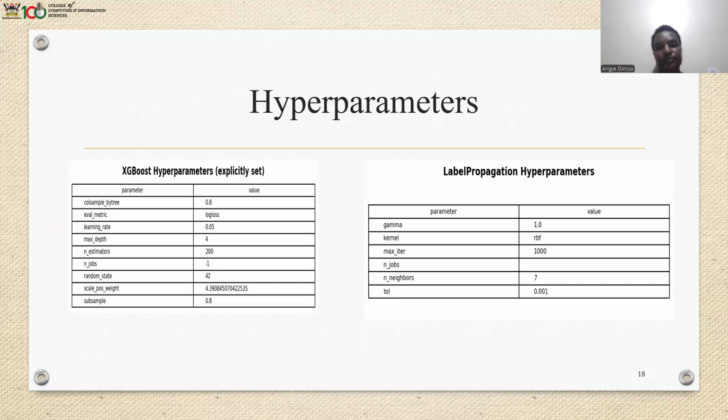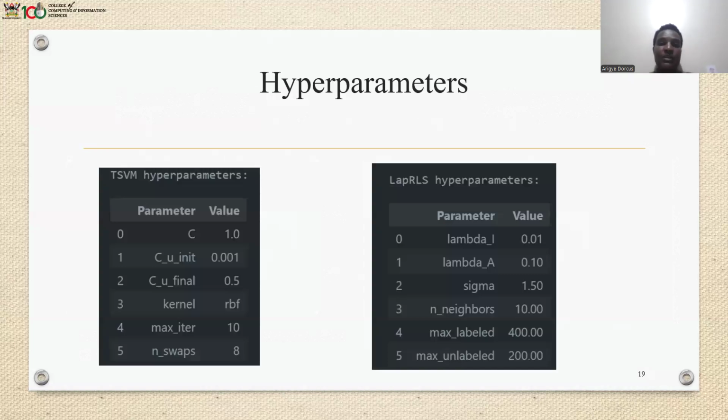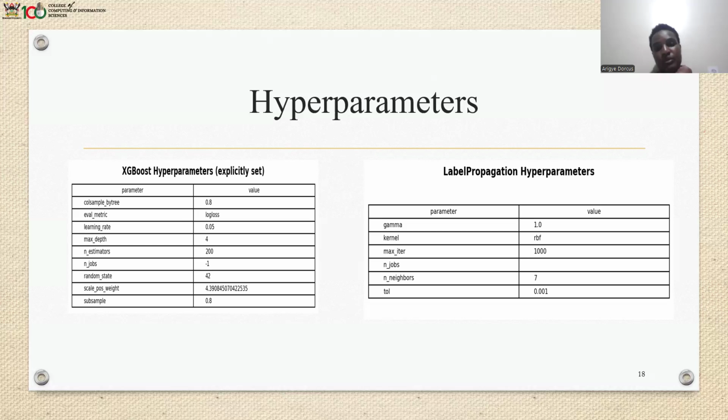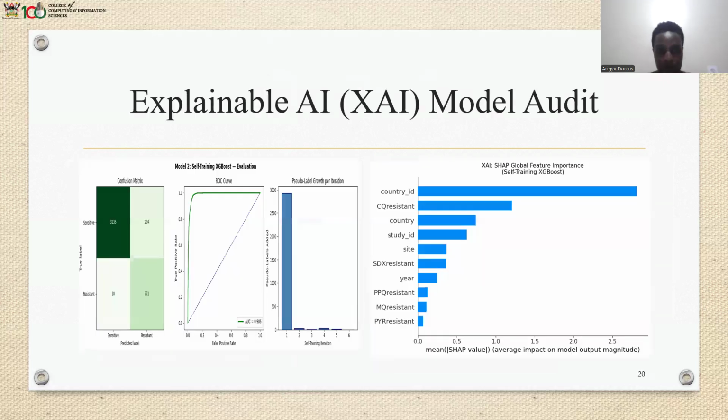So finally, we applied explainable AI techniques to audit the models. This is very important because the system is intended for clinical decision support. For the XGBoost model, we use the feature importance and the SHAP values to understand how each biomarker contributes to the predictions.